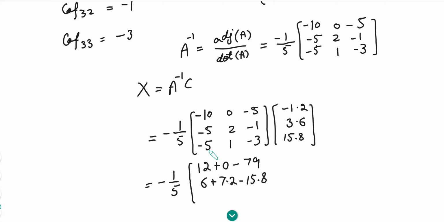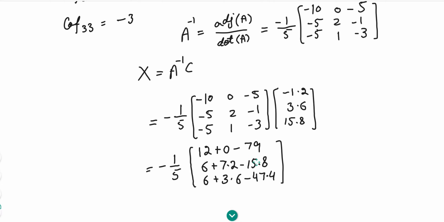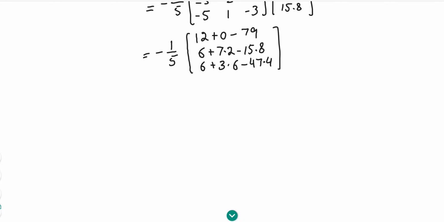Now similarly, negative 5 times negative 1.2, the answer is 6. This will be our third row. And then 1 times 3.6, it's a positive 3.6. Negative 3 times positive 15.8, the answer will be negative, which is 47.4. Okay, so now let's add them up and see what our x will be.